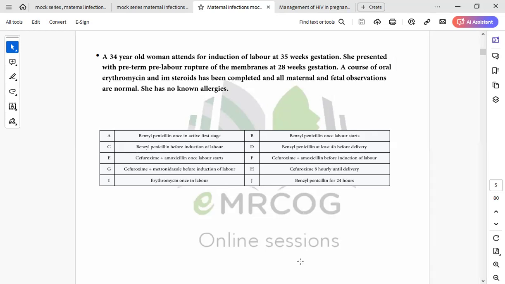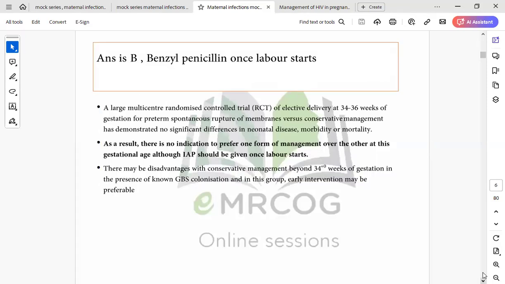Yeah, in the guideline, nothing tells us to start the antibiotic before labor. Okay, we have discussed this. Once the patient is having ruptured membranes or contractions or cervical dilatation or both of them or all of them, we need to start the IAP. So once labor starts, just like our guideline is saying. Okay, another one.